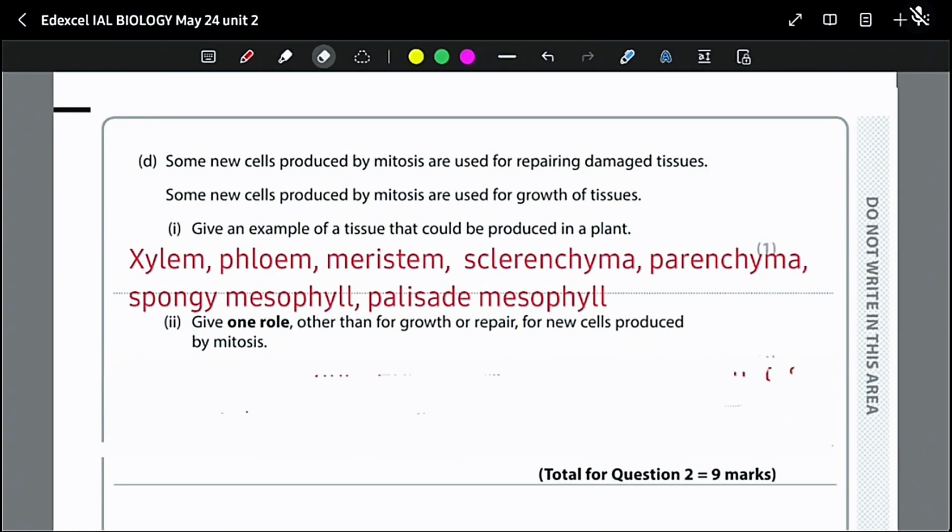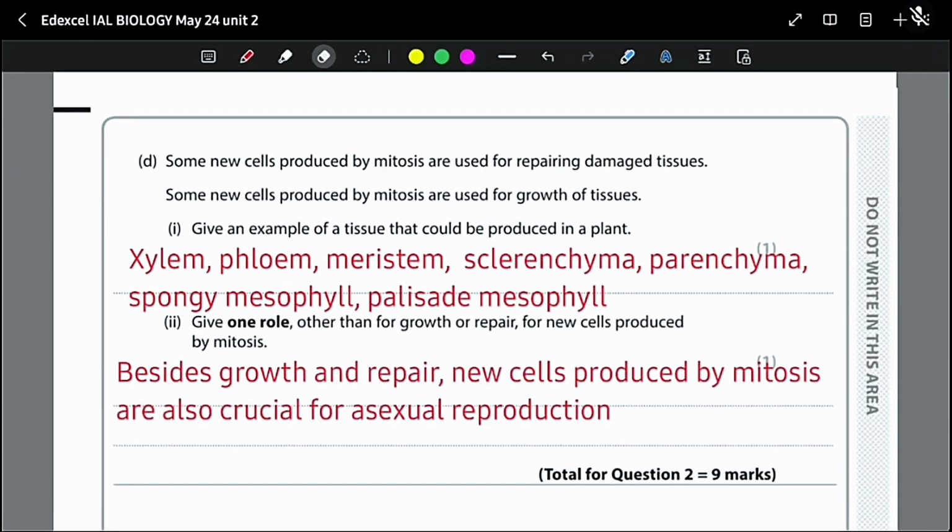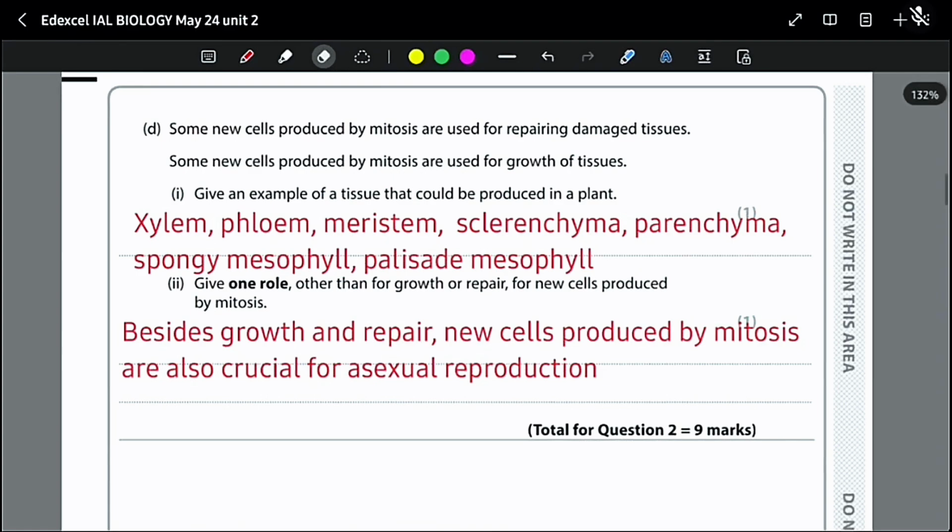So second part: give one role other than growth and repair for new cells produced by mitosis. So we know that new cells produced by mitosis are also crucial for asexual reproduction. So not only growth and repair, they are useful for asexual reproduction. Next question.